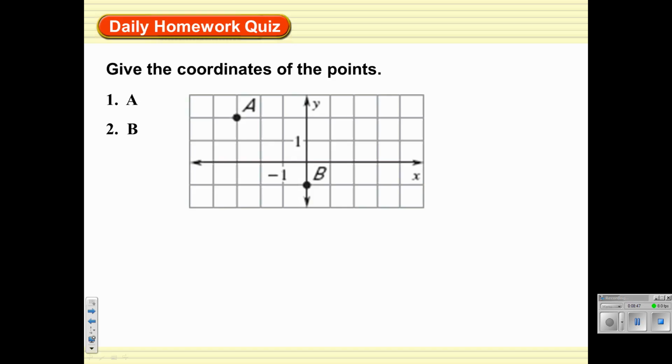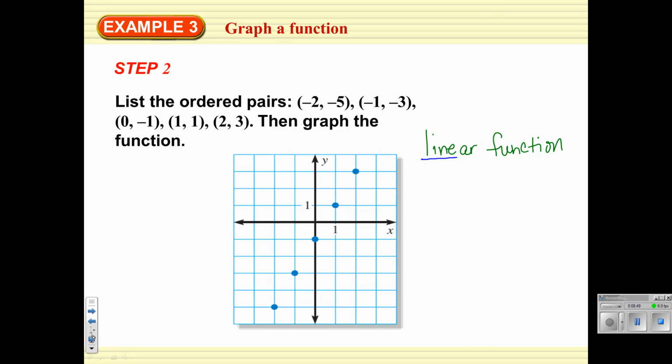Okay. Oh, that's your daily homework quiz. We will do that in class. And that's kind of an example of how the notes are going to go. Short and sweet. Do what we can in class. All right. Thanks.